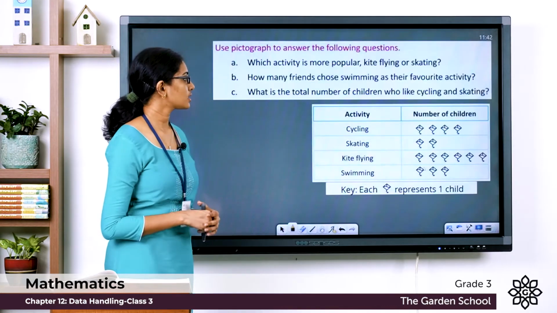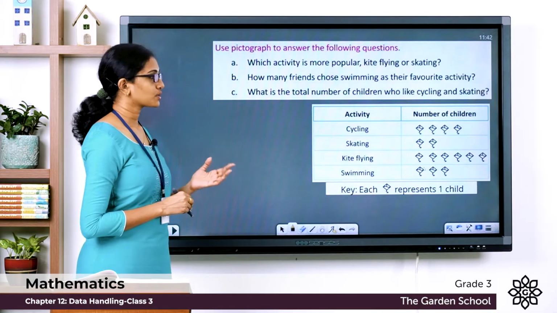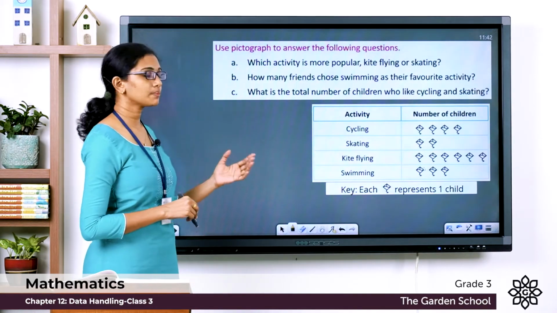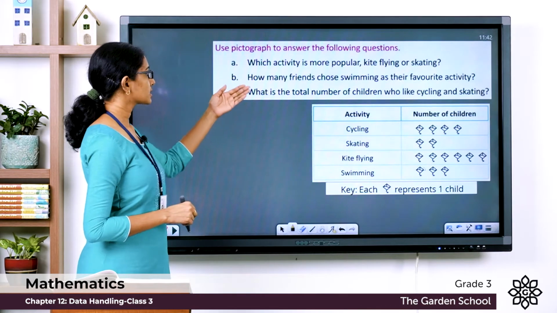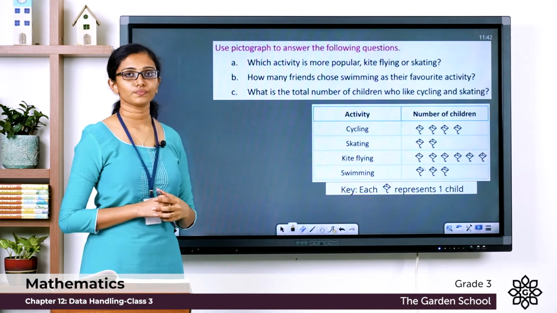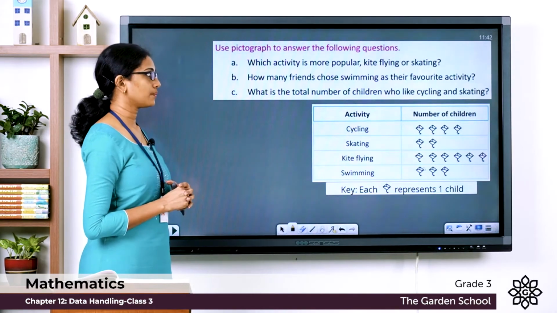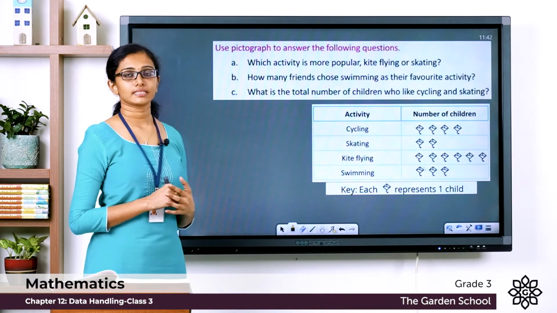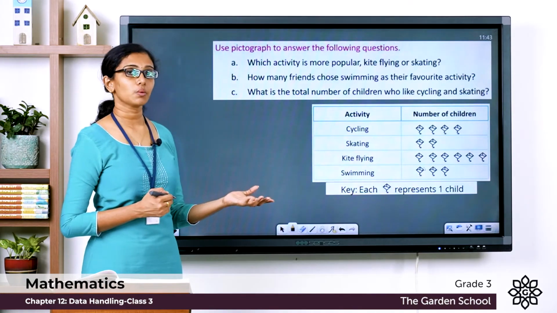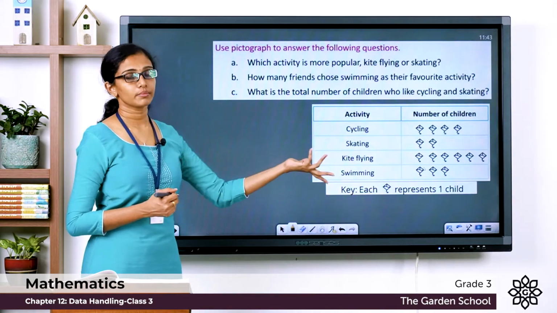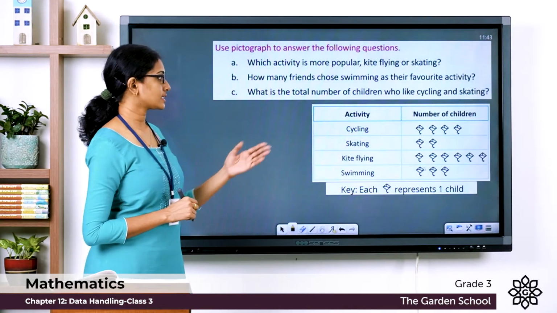Now let's move on to the next question. Use the pictograph to answer the following questions. So we have drawn the pictograph and based on this pictograph, we have to answer the 3 questions that follow. Let's see the first question. Which activity is more popular? Is it kite flying or skating? The more popular activity will be the one which is liked by more number of students, right?